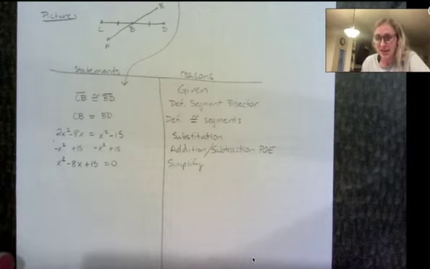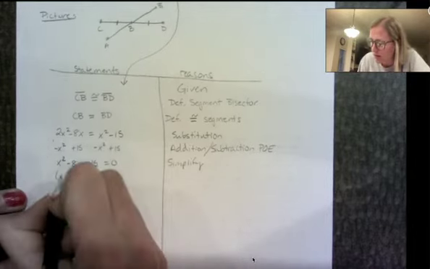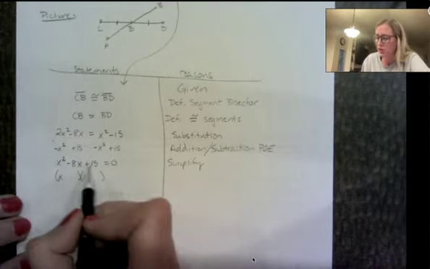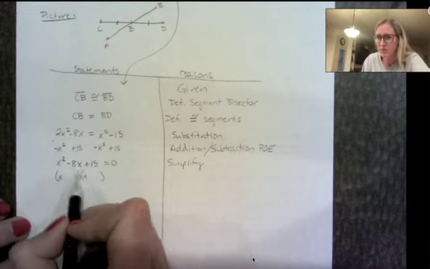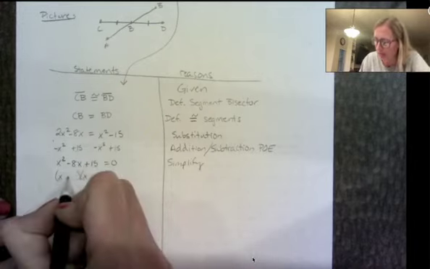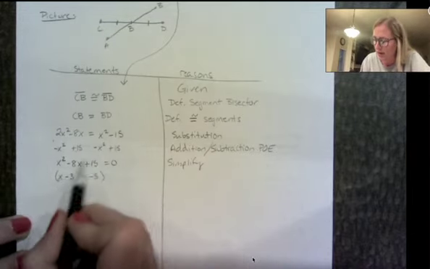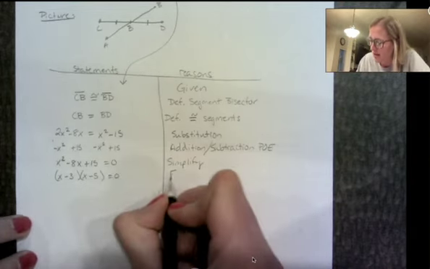So now I want to factor. I want two numbers that multiply to be 15 that add up to be negative 8. So they must be both negative because they have to multiply to be a positive but add up to be a negative number. So that's going to be negative 3 and negative 5. They multiply to be positive 15, but together they add to be negative 8. So that is factor.